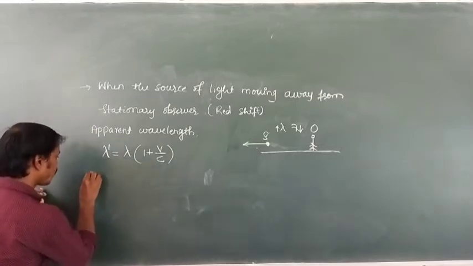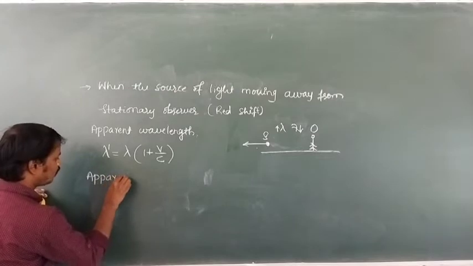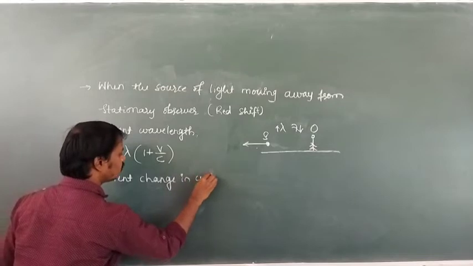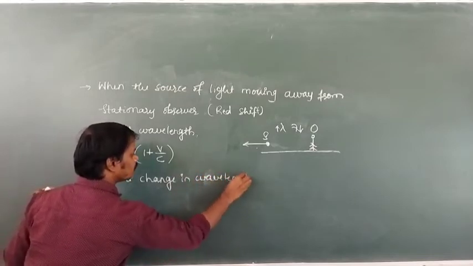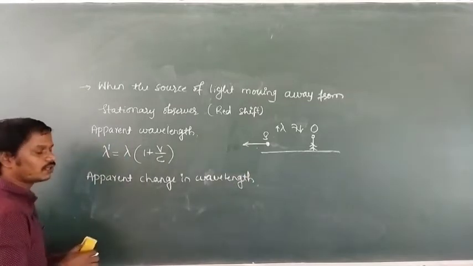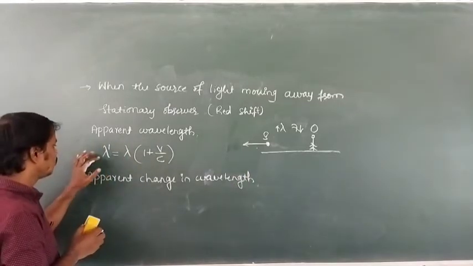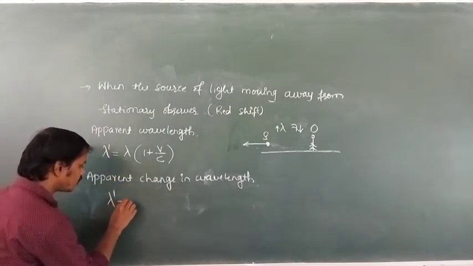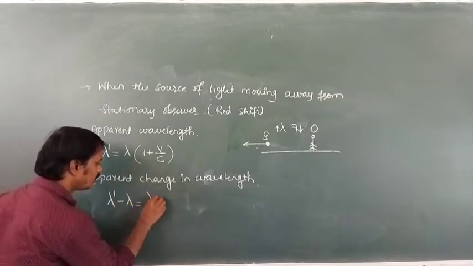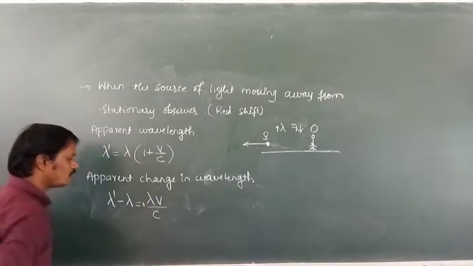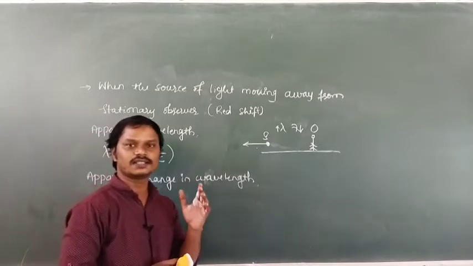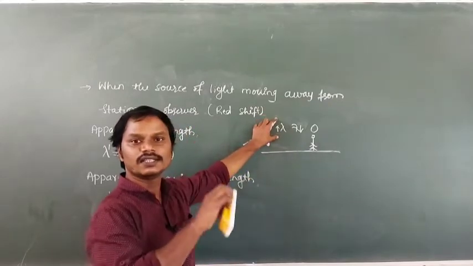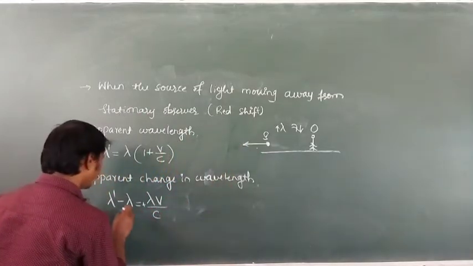I will write directly. Apparent change in wavelength. It is lambda dash minus lambda. So apparent wavelength minus actual wavelength is equal to lambda into V by C. But there is a plus. What does the positive sign indicate here? The positive sign indicates that as the source of light moves away from the stationary observer, the wavelength increases. Now remember this formula.